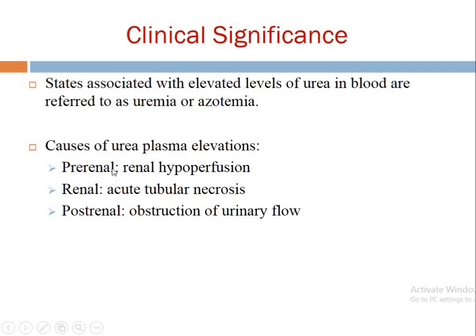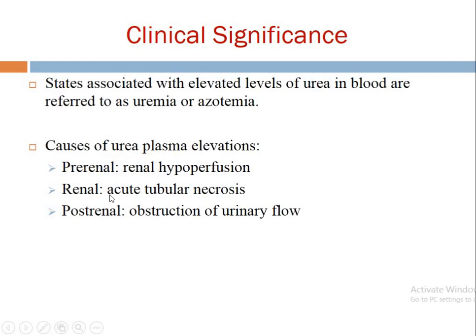Now, what can be the causes of hypoperfusion? Different types of shock, as we have already discussed, where the perfusion is less. If there is a cardiogenic shock, that will lead to decreased perfusion. If there is a septic shock, again it will lead to decreased perfusion. Whatever the cause of that shock, it will lead to decreased renal perfusion, and because of decreased blood flow, less urea will be filtered and less will come out into the urine. So the levels of urea will increase in the plasma.